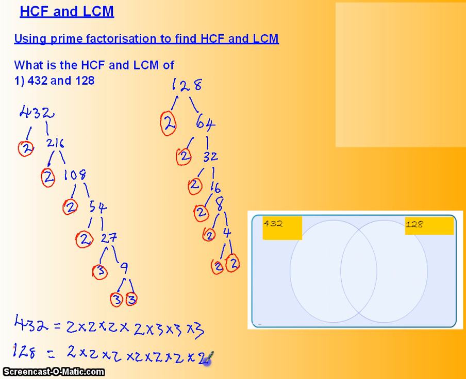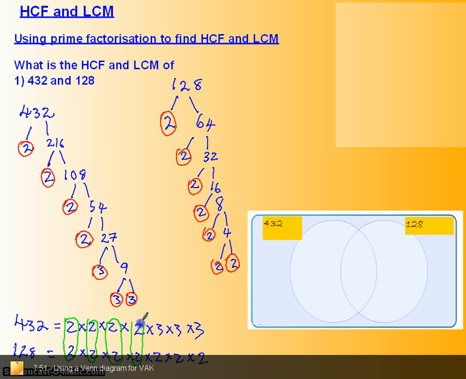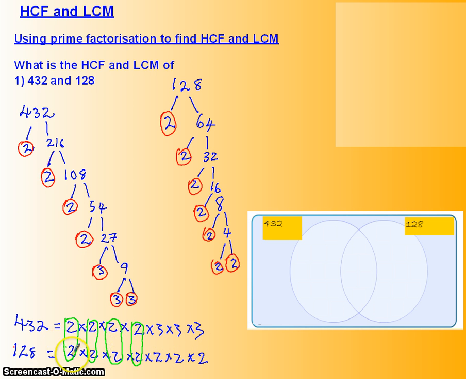So what we do to find the highest common factor, we identify the factors that are common to both numbers. I'm going to put a loop around the factors that are common to both numbers. So 2 is common here, 2 is common here again to both numbers. That's common to both numbers. This is common to both numbers as well. And then we do not have any more that is common to both numbers.